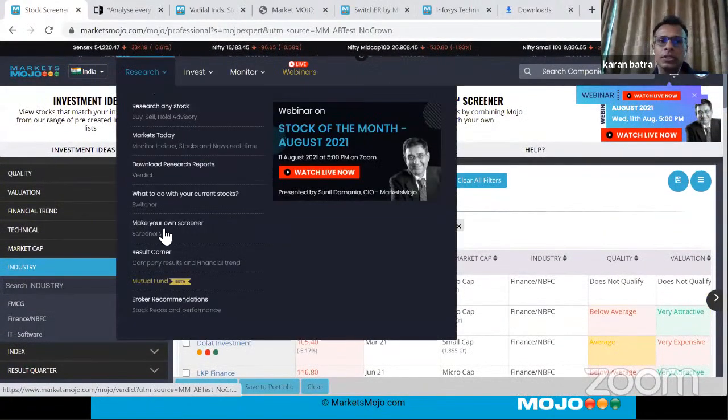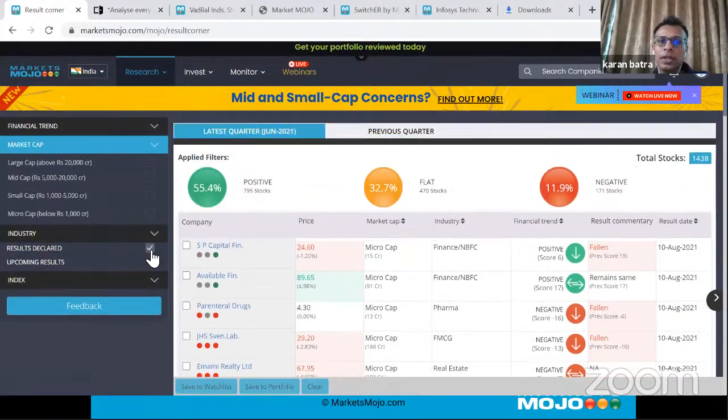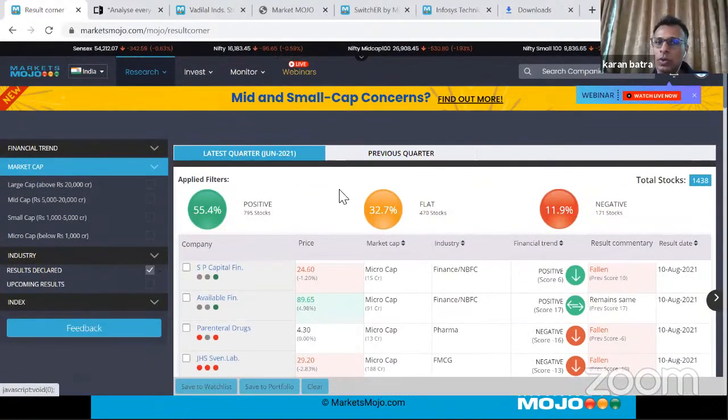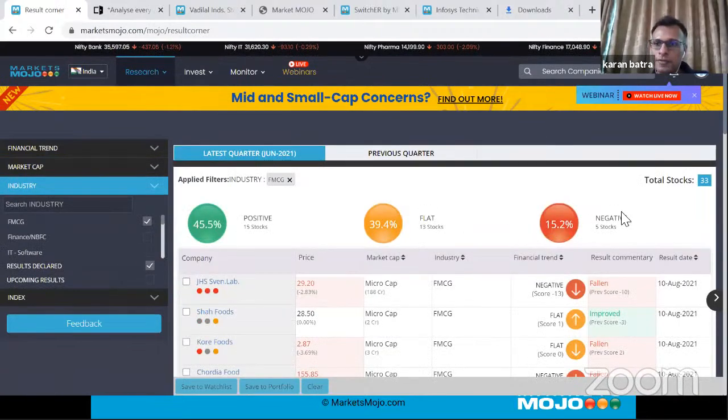You can also do this for the fundamental momentum, using the result column. Of the results which have come till now, it tells you what the trend is. If I select, let's say, FMCG: of the 33 stocks which have declared results, 15 are positive, 45% are positive, 13 are flat, and 15% is negative. This gives you a good glimpse of the financial trend, the fundamental momentum in this industry.